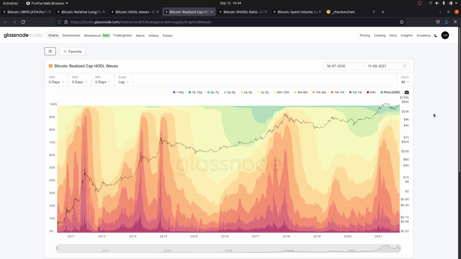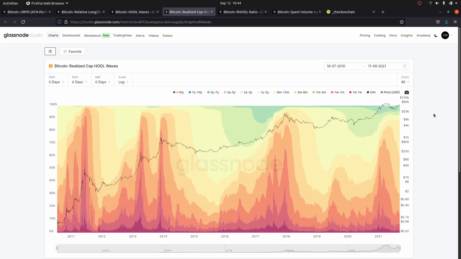Now, what I want to jump to lastly, so that's kind of the HODL waves, which is a proportion of supply in the different age brackets. The realized cap HODL waves is based off a similar concept, but using the realized cap. Now, for those of you who know what the realized cap is, it's basically the market cap, but on chain. It maps every coin, multiplies every coin in the whole system by the price when it last moved.